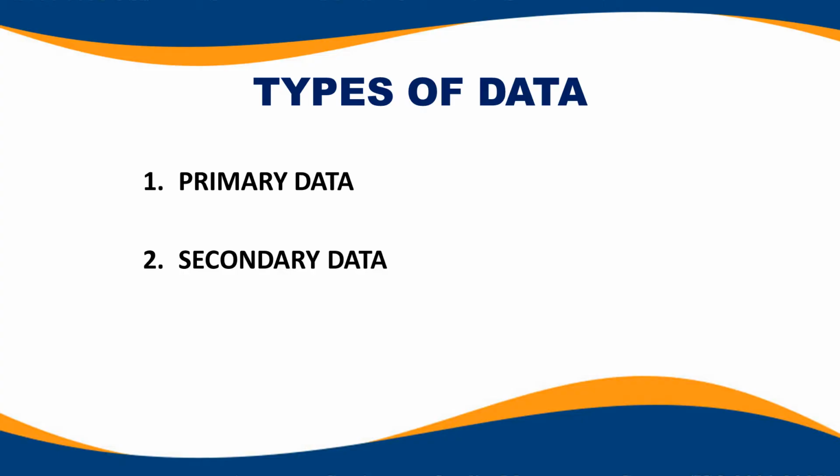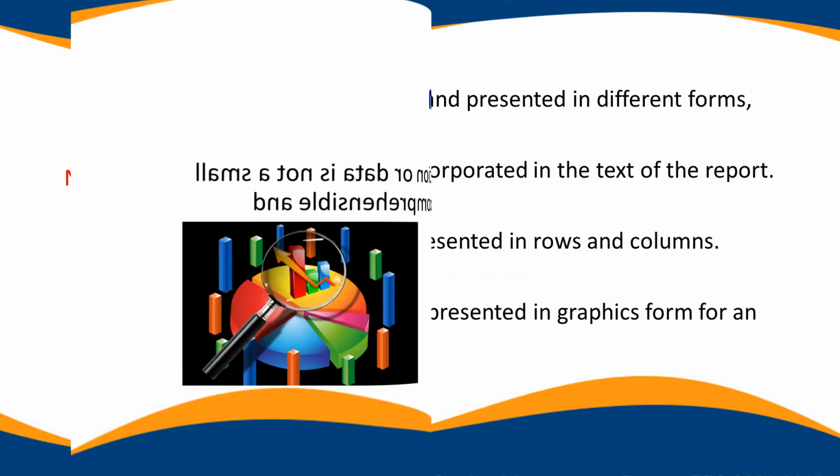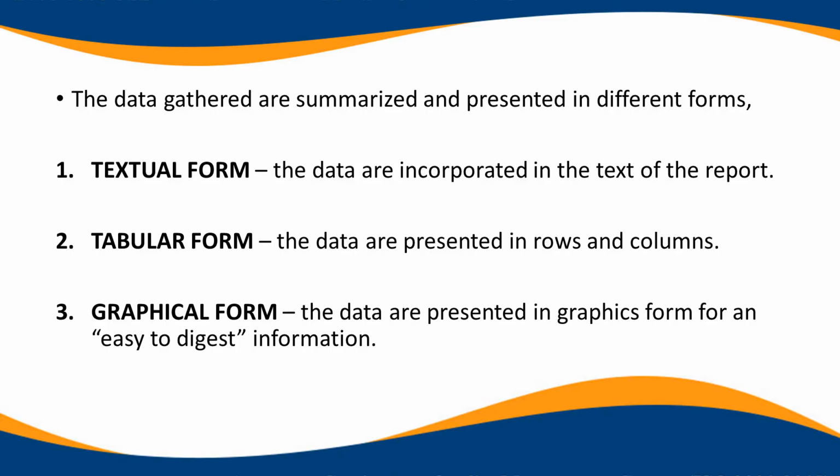On the other hand, secondary data are those data which were used by a researcher or any person lifted from other sources. Statistical data should be presented systematically. Remember, the mere gathering of the information or data is not a small task. A greater task is to make the data comprehensible and meaningful. But how? There are three ways of representing data.